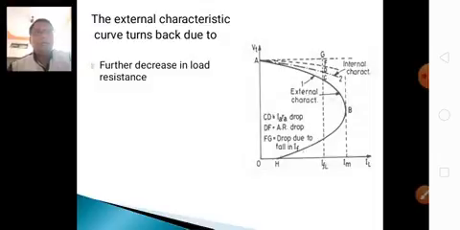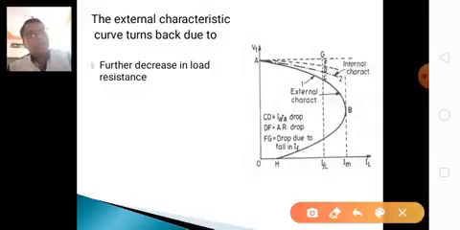The external characteristic curve turns back due to further decrease in the load. When it is a self-excited motor, the load will be constant, so the voltage comes like this. But in the case of this shunt motor, the load will be varied. When it comes to this position and the load is decreased again, it comes to the 0 position.